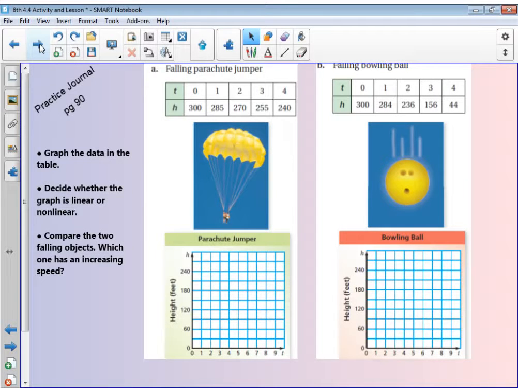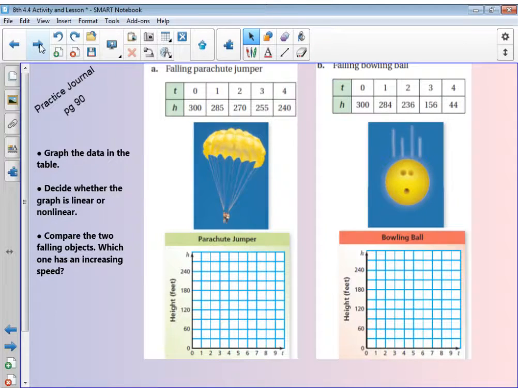More of these where we're going to graph our data and look at our data points. Okay, so here it says, graph the data in the table. The nice thing is that the graph's already set up for us. Decide whether the graph is linear or nonlinear, and then compare the two following objects. Which one has an increasing speed?